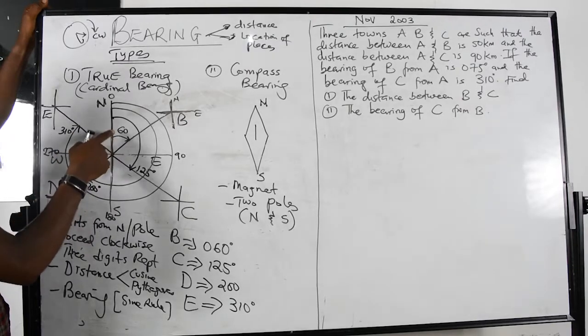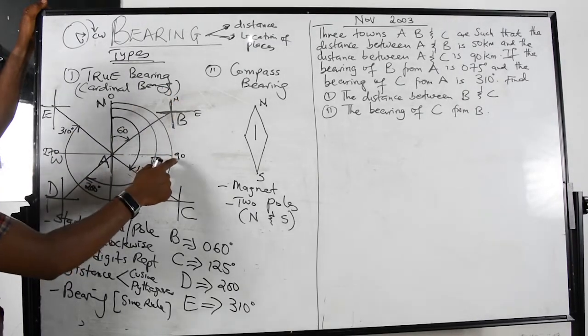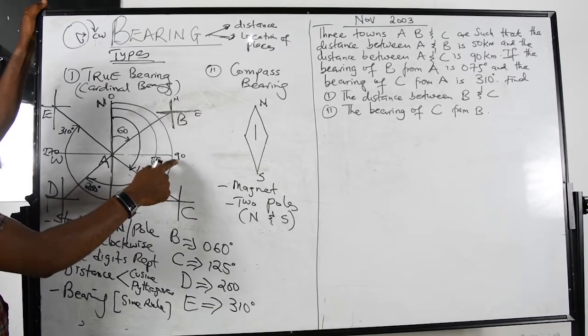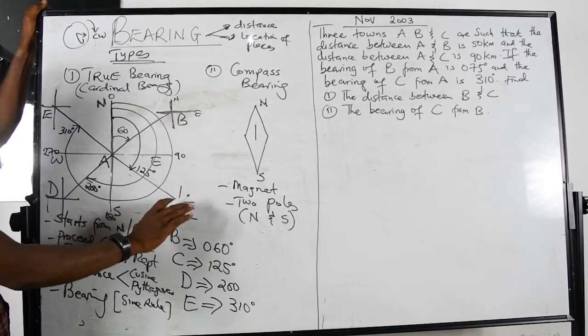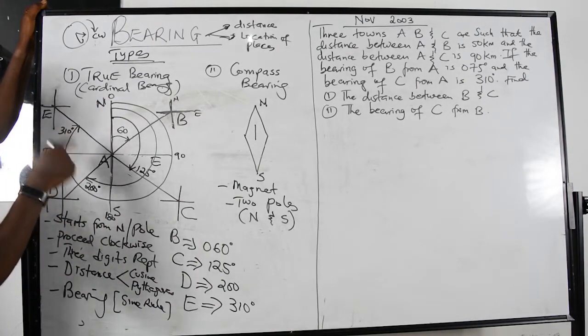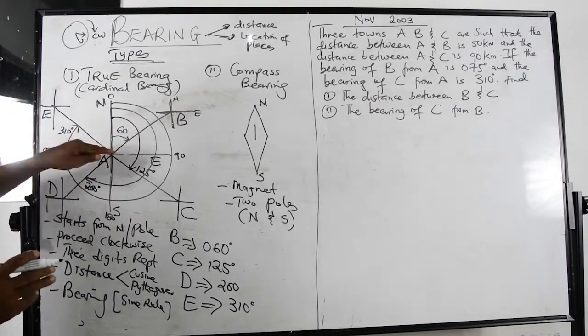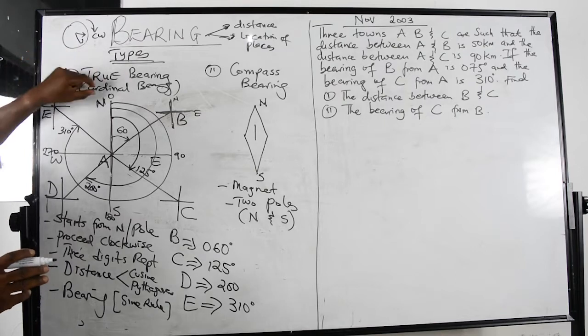So when the bearing is between 0 and 90, it's in that quadrant. From 91 to 180 is in this quadrant. From 181 to 270 is in this quadrant. From 271 to 360 in this quadrant. Now this is the position of the bearing. This bearing is taking reference from the cardinal point.